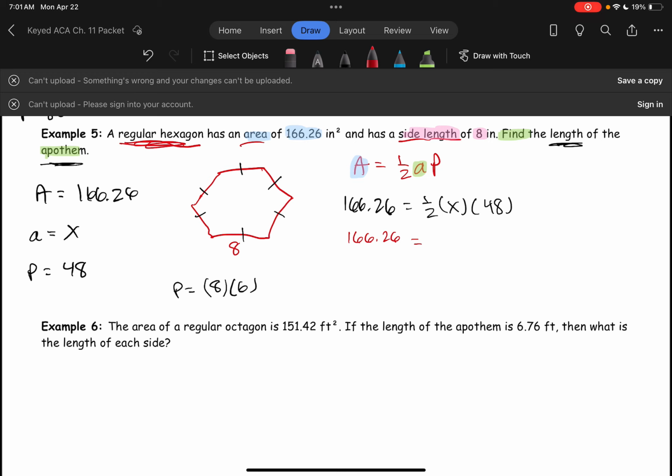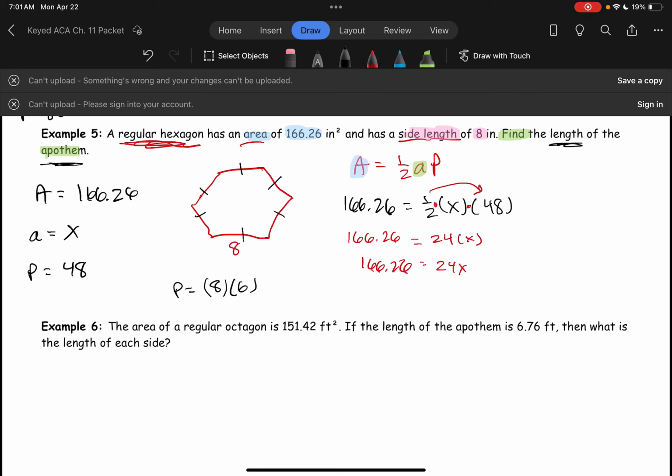In this instance here, some students get confused and try to distribute. We are not distributing. These are being multiplied individually, okay? And so you can go in any order that you want when you're multiplying, just doing straight multiplication. What I'm going to decide to do here is 1/2 times 48, which gives us 24. So we have 24 times x, which is just 24x. So we have 166.26 is equal to 24x.